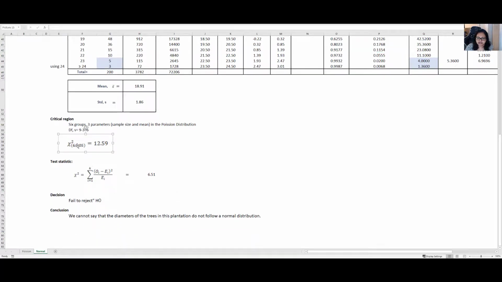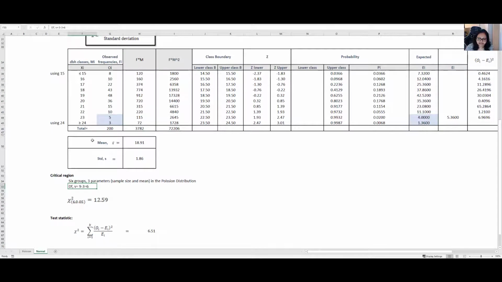So you can see using the chi-square, the degrees of freedom is 9 minus 3, because we had 9 classes, but then again you can actually reduce that. And then you will see that we have 3 parameters: the sample size, and then the mean and standard deviation. I should say standard deviation as well, not just the mean. And STD, we use that in the normal distribution. So 9 minus 3, 6 degrees of freedom I used.